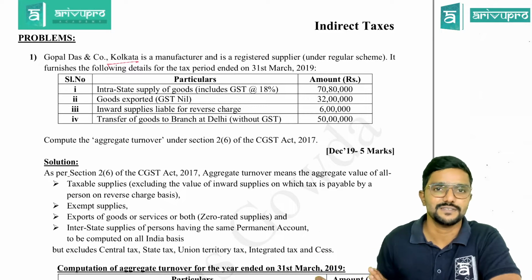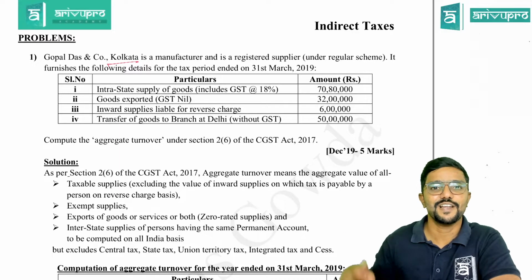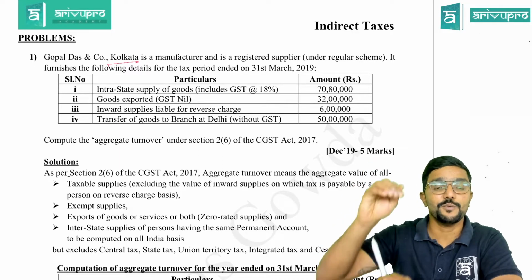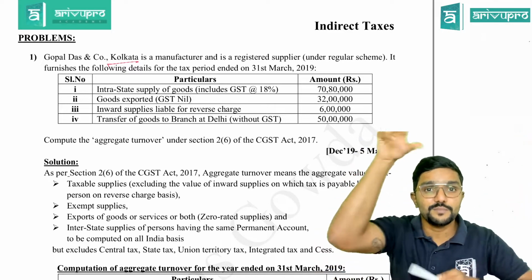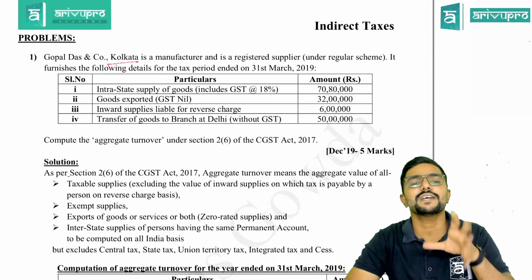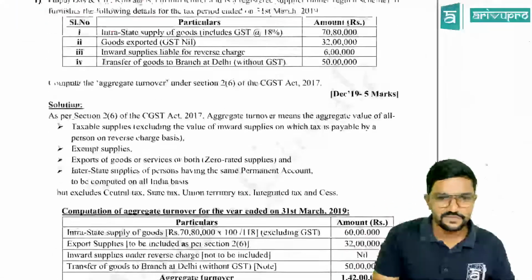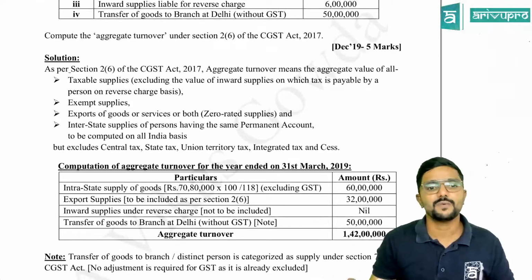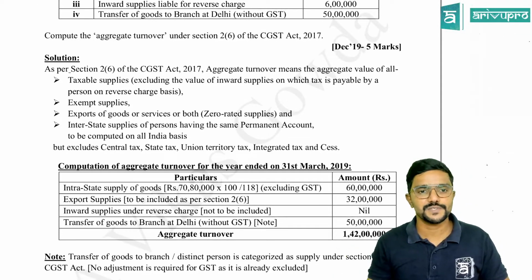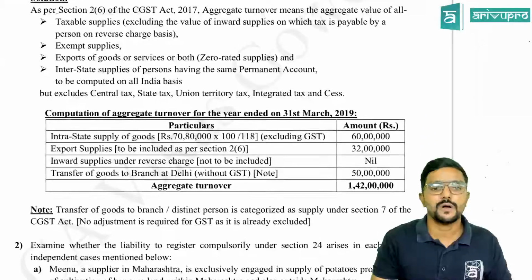This question is only on that, which is an examination question, December 19, 5 marks. See, how they are putting laddu into your mouth. They are opening your mouth and putting laddu into it. Clear? 5 marks you can easily get. Only aggregate turnover, nothing else. They have not asked anything additional here. So first define what is aggregate turnover as per section 2(6), and what all it includes. Mention that, then show the computation.